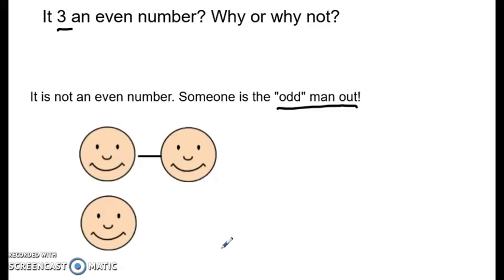We can also think of it as, does it have a doubles fact? Well, 3 does not have a doubles fact. To get the number 3, we would need to add 2 plus 1. And 2 plus 1 is not a doubles fact because my addends are not the same. So 3 is not even, it is odd.